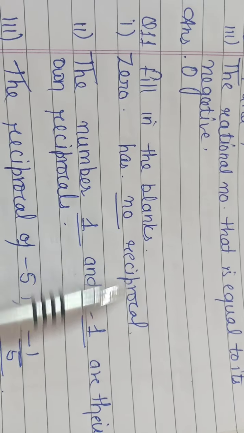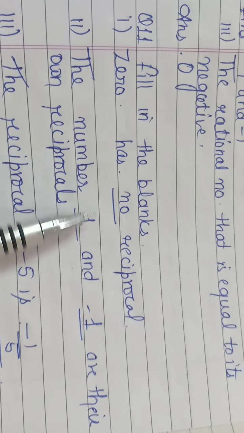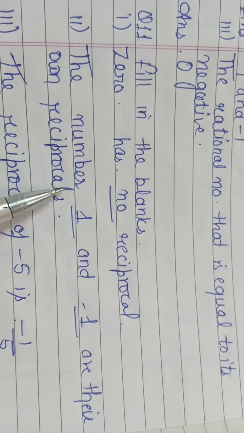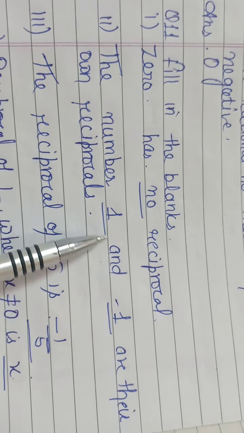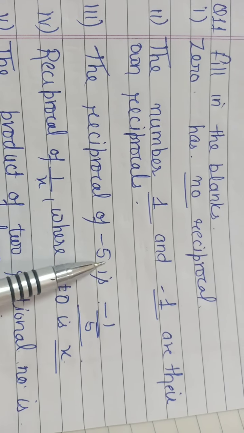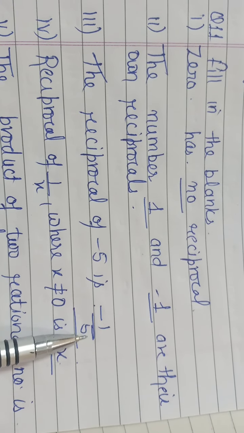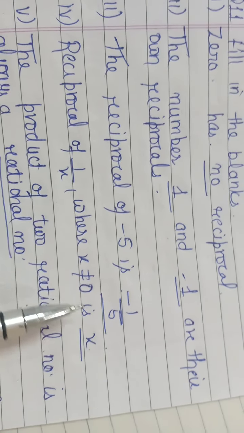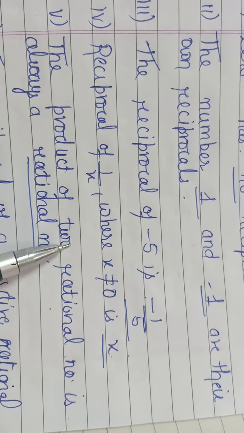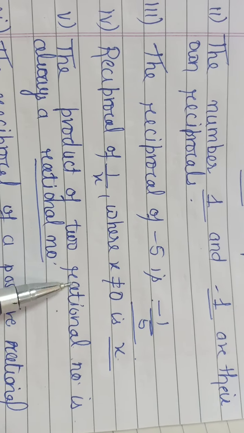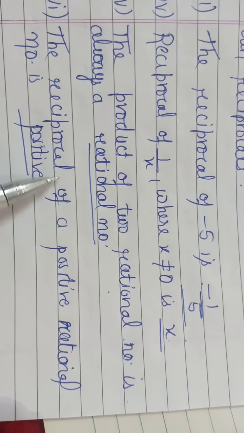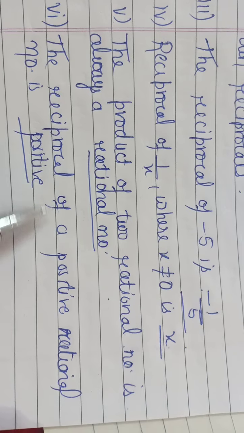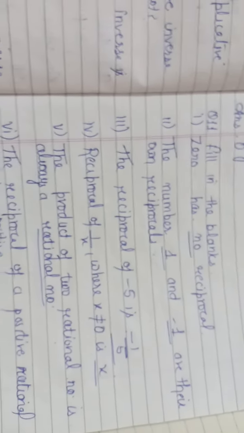Next, fill in the blanks. 0 has no reciprocal. The numbers 1 and minus 1 are their own reciprocals. The reciprocal of minus 5 is minus 1 by 5. The reciprocal of 1 by x is x. The product of two rational numbers is always a rational number. And the reciprocal of a positive rational number is always positive. So this is done with your exercise 1.1.